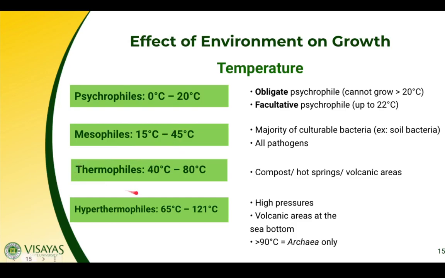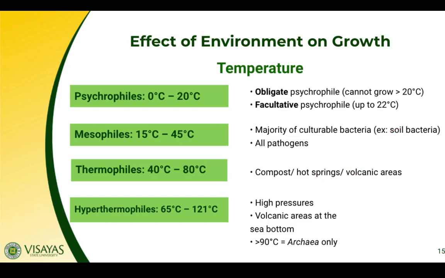Thermophiles, on the other hand, are those that live well at 40 degrees Celsius to 80 degrees Celsius. So these environments are mostly compost, hot springs, and volcanic areas.